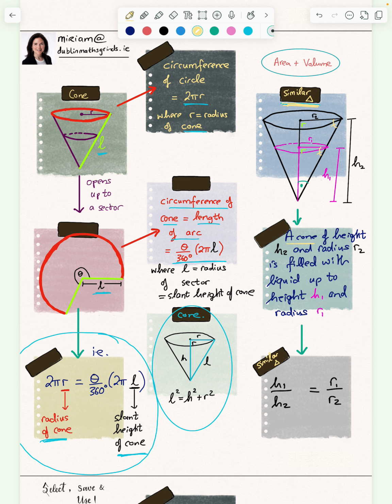Here I had a cone of height h2, the big H2, and radius r2, filled up with liquid up to a height of h1 and radius r1. You could fill a cone, in previous exam papers they've had a cone filled with grain, you could fill it with water. That gives rise to similar triangles, the black triangle and the pink triangle. Because the pink triangle's line is drawn parallel to one side of the black triangle, it gives rise to similar triangles, which gives us that h1 over h2 is equal to r1 over r2. That could be a handy fact to know.